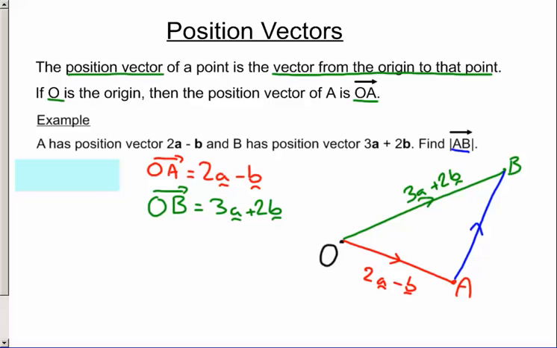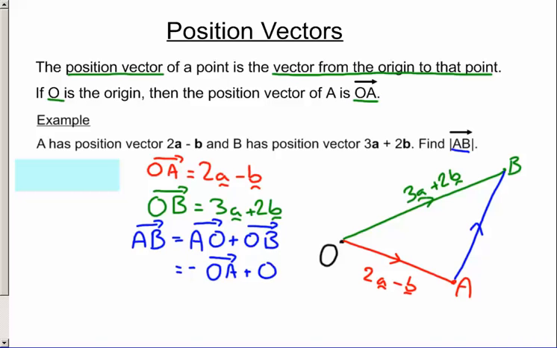And we can split this AB into how we would get from A to B. Well, we can see quite clearly from here that AB is equal to AO plus OB. But AO is just the opposite of OA. So that's going to be minus OA plus OB.